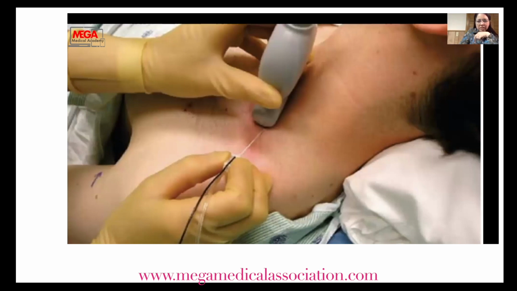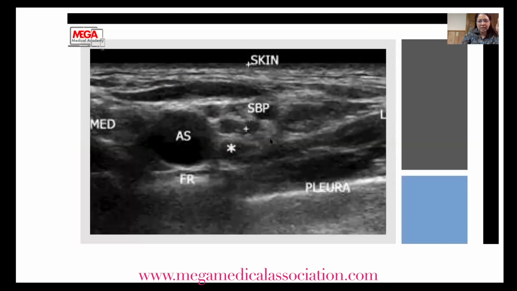So this is the supraclavicular block. Now we put the ultrasound above the clavicle, and we try to look inside until we find the landmark we're looking for. Usually we see something like this. So here, subclavian artery, this is your landmark, and this is the divisions of the brachial plexus. Here it looks nice and compact and beside each other.